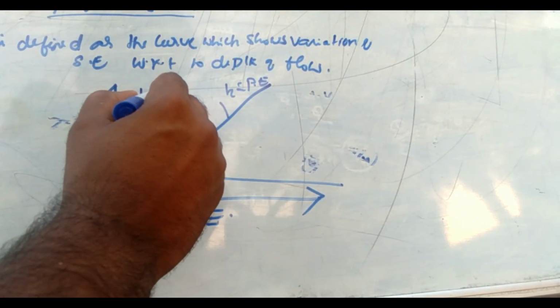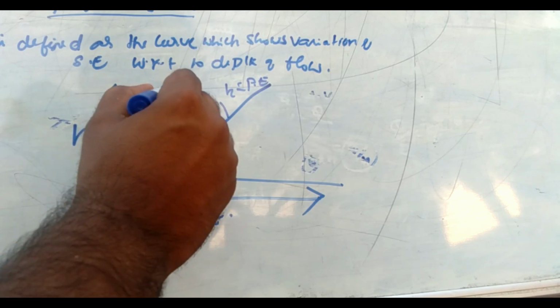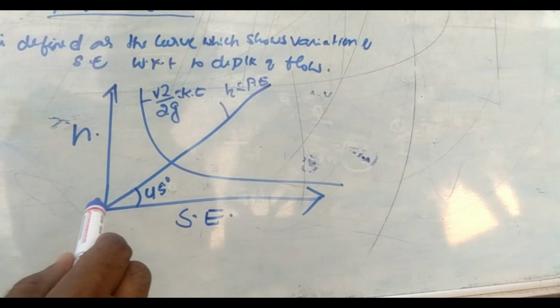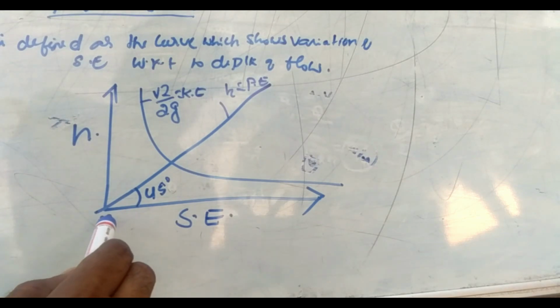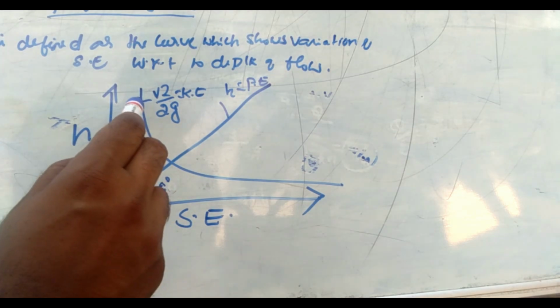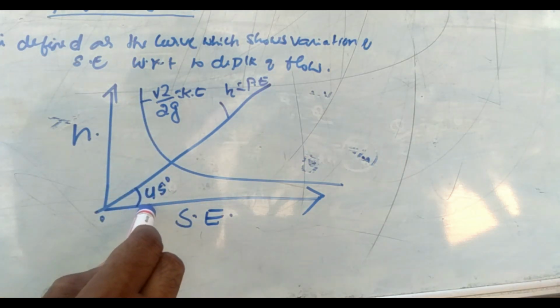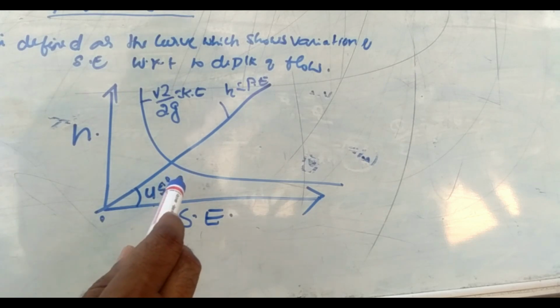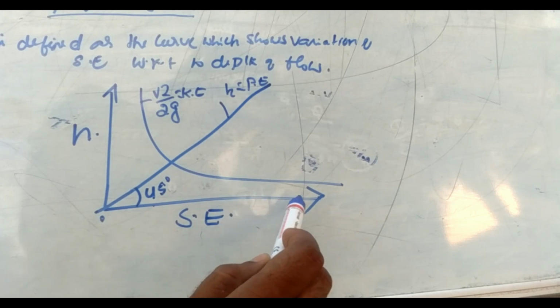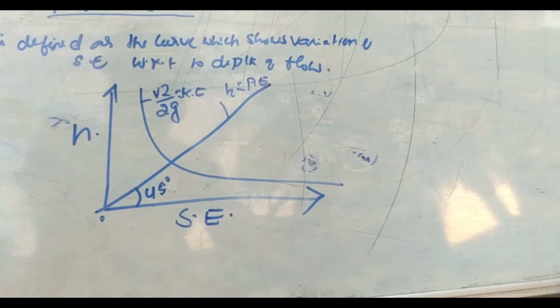This one is v square by 2g, or kinetic energy. Here I am telling how the specific energy changes when it is at maximum height. The specific energy is also increasing, and when it goes to a constant value, the specific energy value is still increasing. That is the velocity variation, the velocity gradient.